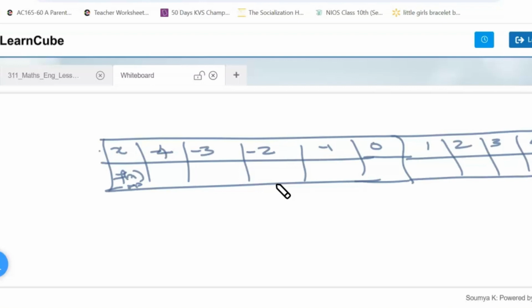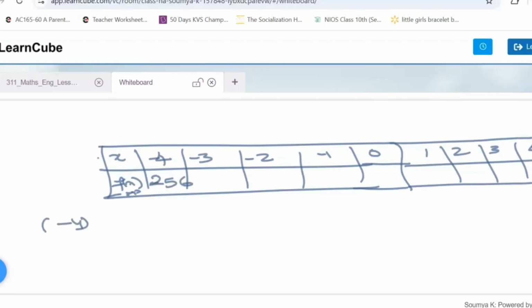And here if you find out the values, minus 4 the whole cube will give you negative 256. Okay, here it will be minus 27, here it will be minus 8, here it will be minus 1, 0, 1, 8, 27, 256 again. Okay, so these are the values that you have got here.